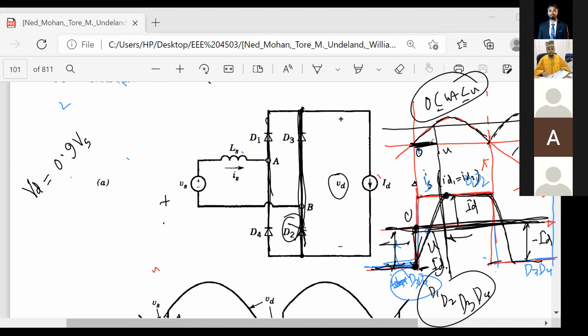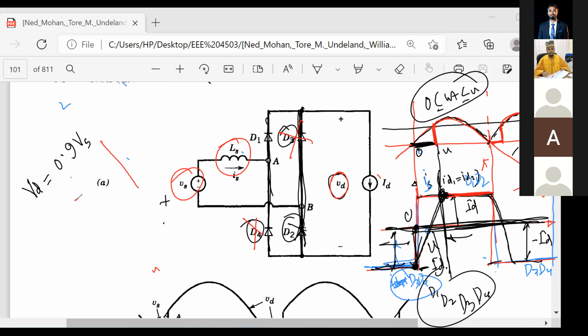And after that, when D1 and D2 got the full current, what will happen to your D3 and D4? They will be open, disconnected. And then since this current is constant, what should be the voltage here? 0, same as before. And then your Vd will be your Vs, right? Yes, sir. And the same thing will happen for the negative half cycle. Here D1 and D2 will be conducting, and then the rest of the time D3 and D4 will be conducting.